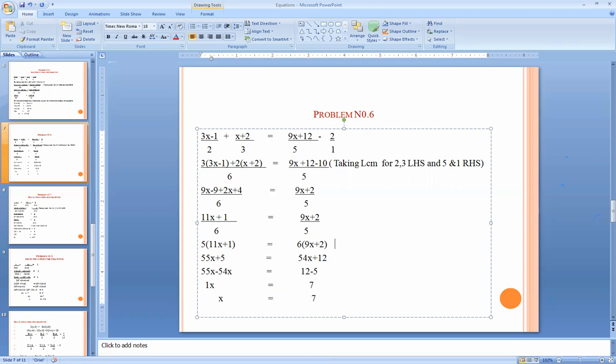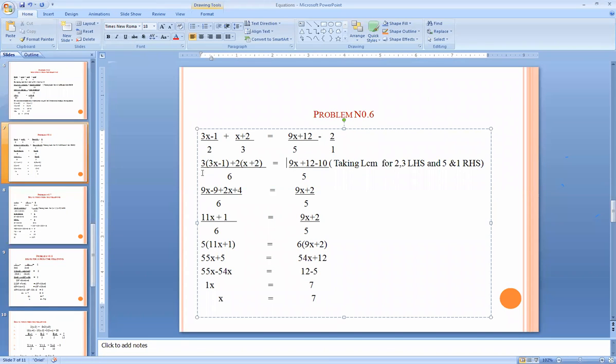Now let us go for the LCM on the right hand side, that is 5 and 1. 5 is the LCM. See here, 9x plus 12 is the only numerator for the denominator 5. 5 ones are 5, so 1 is the quotient. 1 into 9x plus 12, when you multiply, remains the same. So we have written 9x plus 12 minus. 5 should be divided by 1, so 5 times it goes. 1 5s are 5, and 5 into 2 is 10. So it is minus 10.